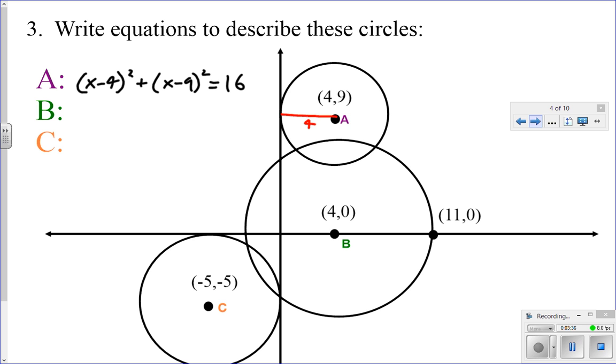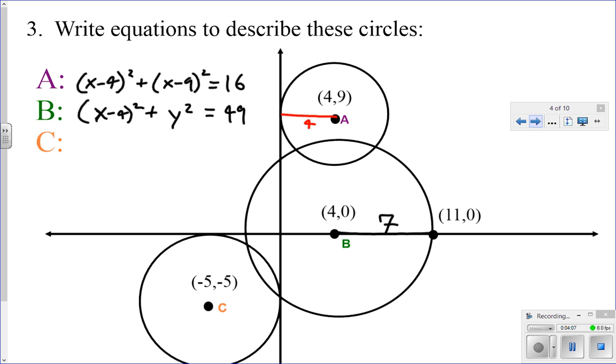So for B, I can see my center is (4, 0). It intercepts my x-axis at 11, so my radius must be 7. So then here, it's going to be (x minus 4) squared plus y squared, since I'm on the x-axis, and this is going to be equal to 49, 7 squared.